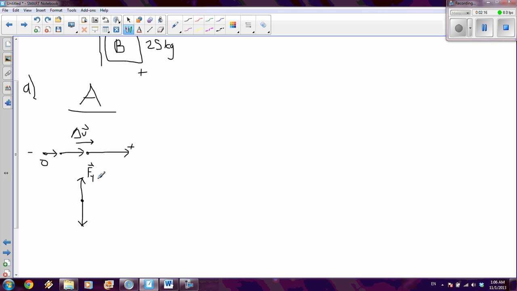I'm going to put a component here. We've seen this before. It's in the y direction. This is force table on our box A. This is the force Earth on box A. Have a horizontal force again. This is force string on A.